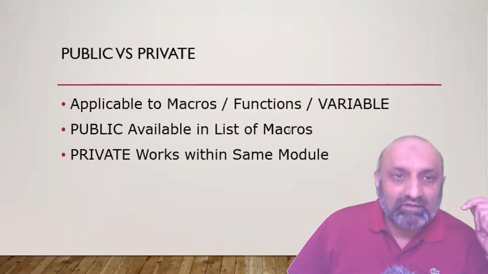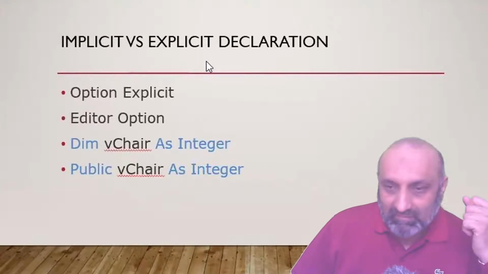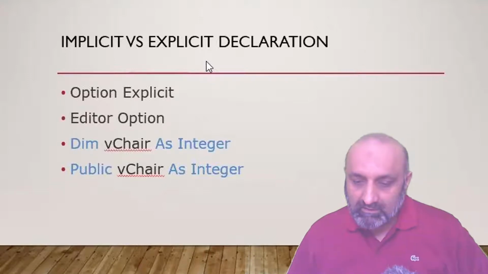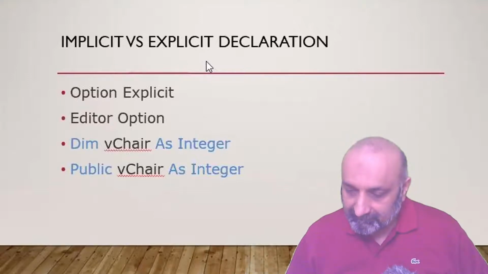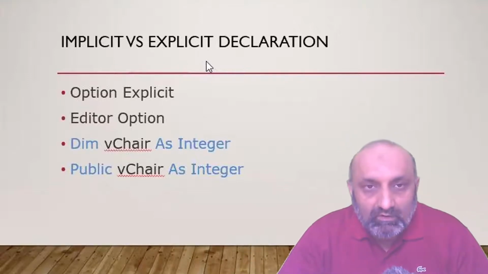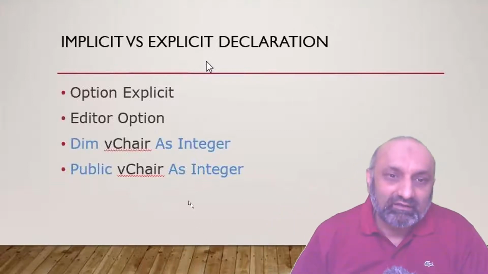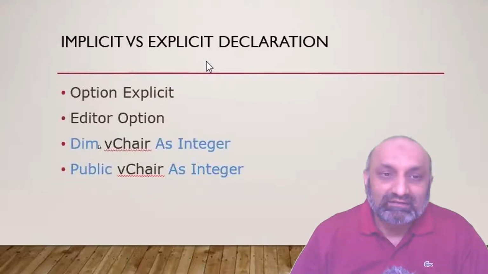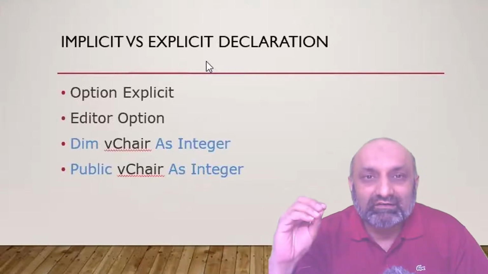Okay, let's move to our next slide, and that is implicit versus explicit declaration. So what is implicit and explicit declaration? Principally, as you see, in the last macro we discussed I've declared a dimension, Dim. Before that, we were not declaring any variable.